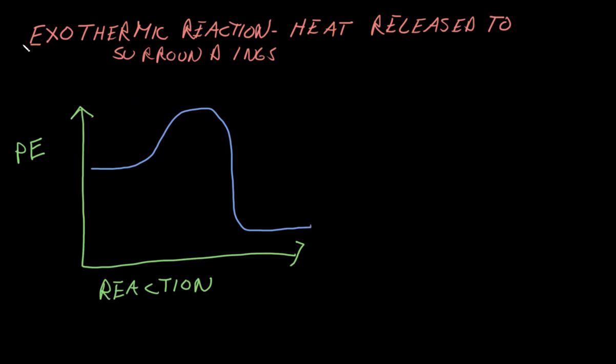All right. So right here we have the reactants. And down here we have the products. Notice the reactants are at a higher potential energy than the products. So we need to decipher this curve.